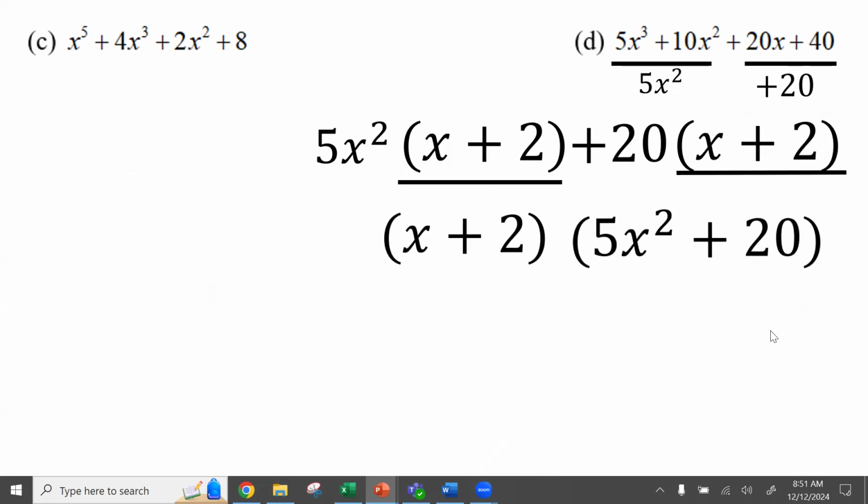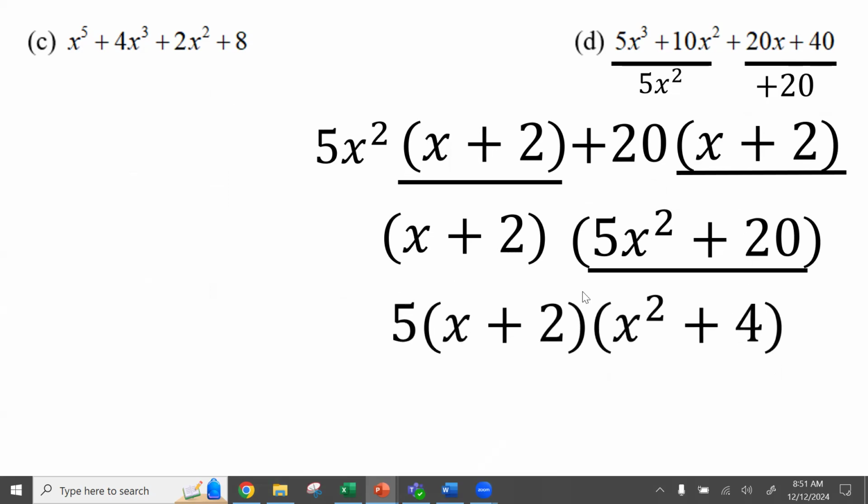Am I done? No. That quantity of 5x squared plus 20, you can factor more. I can take a 5 out of both of those. So I'm going to stick the monomial out front, bring down the x plus 2. 5x squared plus 20 divided by 5 gets me x squared plus 4. Done.